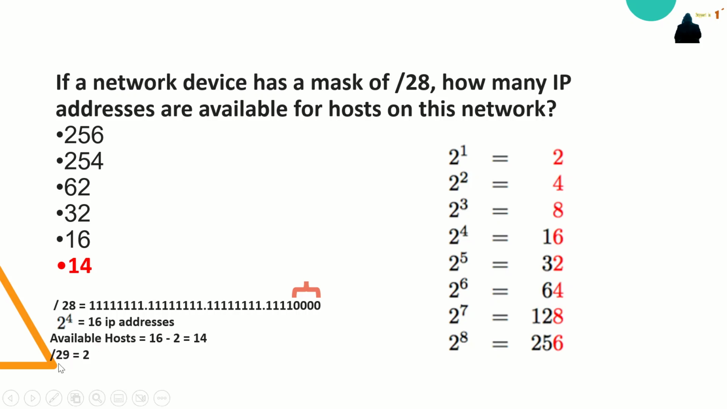And for example, for /29, /30, or /31, you can do the same. For /29, you have 2 to the power of 3 minus 2, and it should be 6. And for /30, you have only 2 hosts. You can see 4 IP addresses, but 2 host addresses, or 2 available hosts.